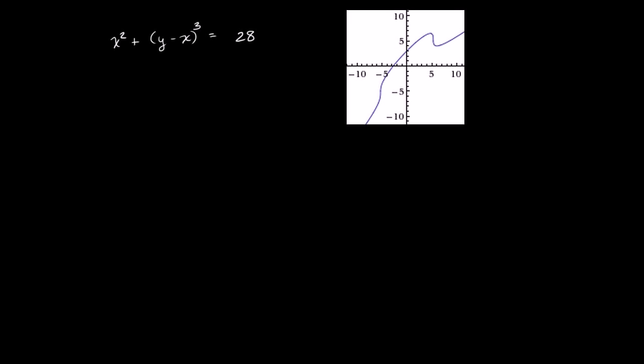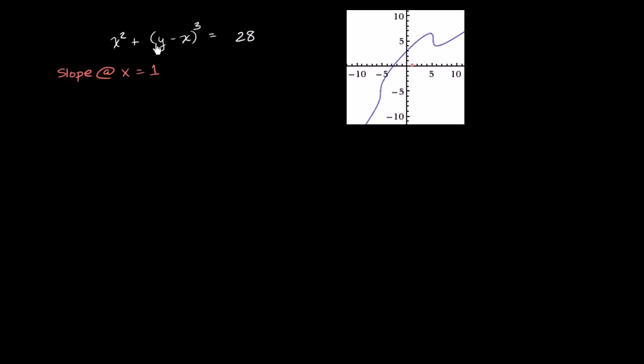We've been doing a lot of examples where we just take implicit derivatives, but we actually haven't been calculating the actual slope of the tangent line at a given point. And that's what I want to do in this video. So what I want to do is figure out the slope at x is equal to 1.